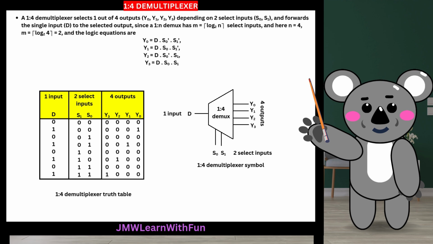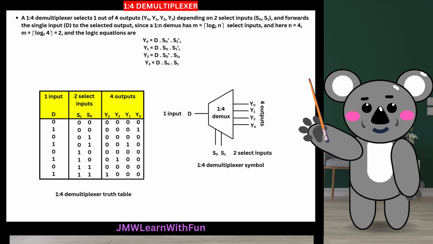We see that, when S0 equal to 0 and S1 equal to 0, the outputs Y1, Y2, and Y3 are 0, the output Y0 follows the input D, if D is 0, Y0 is 0, if D is 1, Y0 is 1. When S0 equal to 1 and S1 equal to 0, the outputs Y0, Y2, and Y3 are 0, the output Y1 follows the input D, if D is 0, Y1 is 0, if D is 1, Y1 is 1.